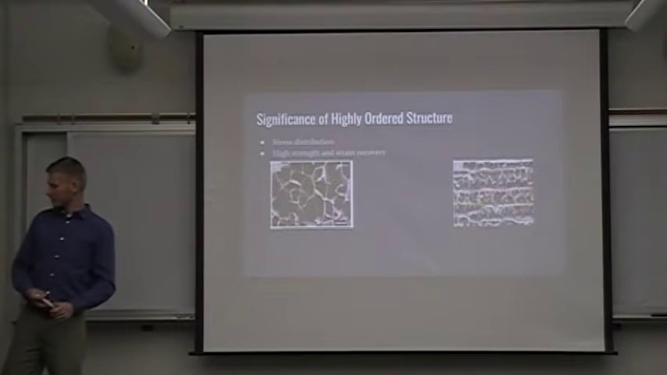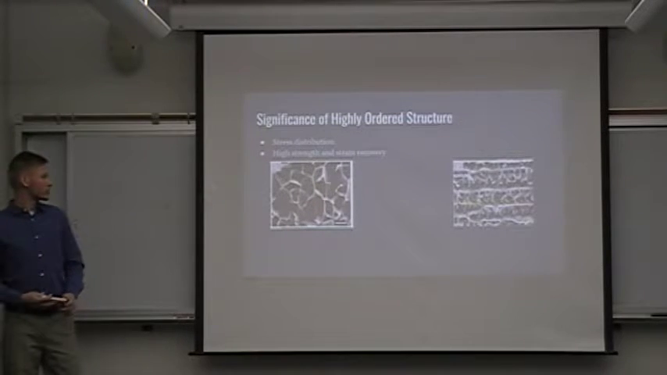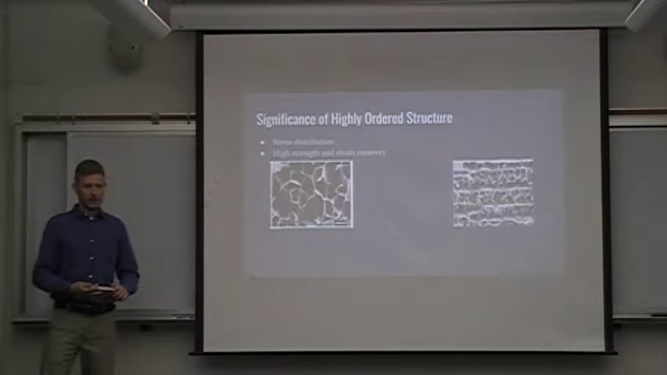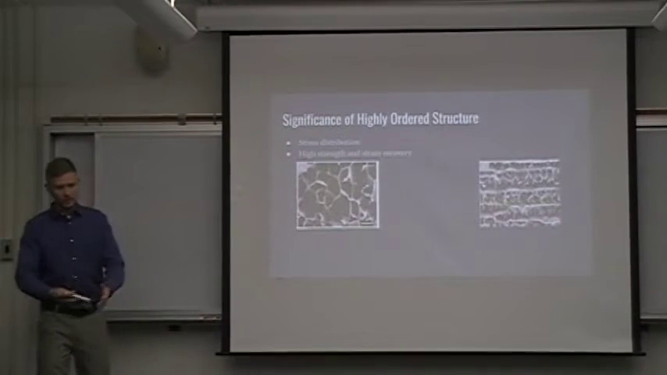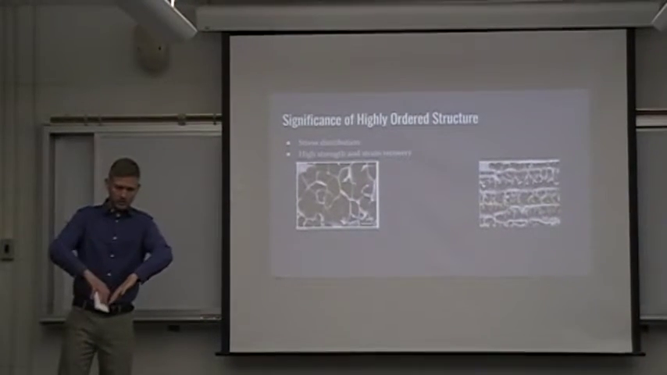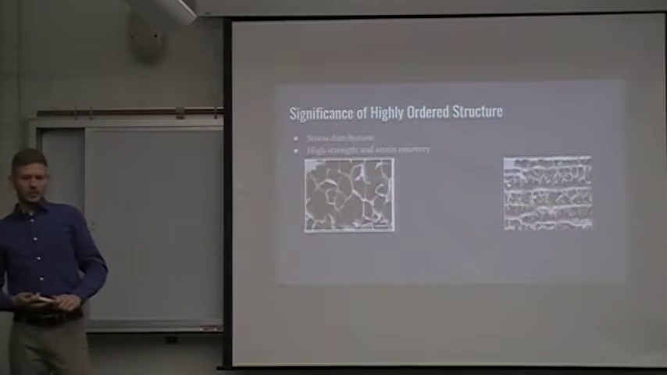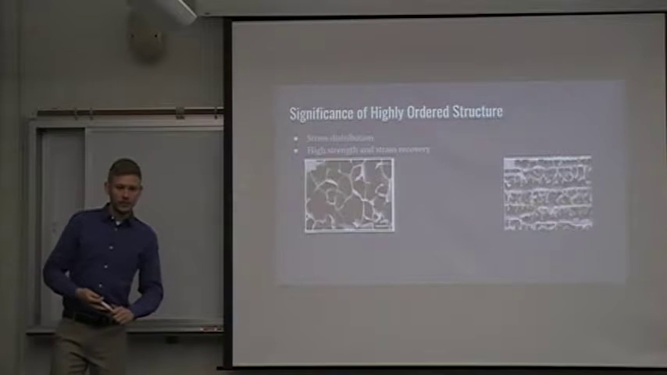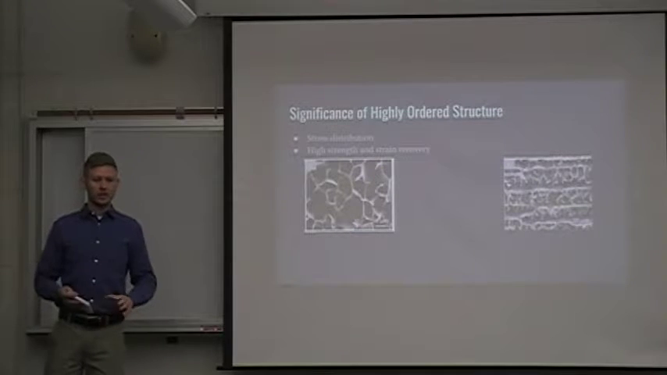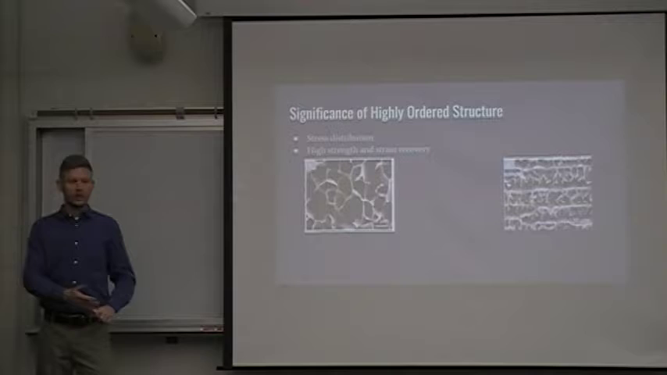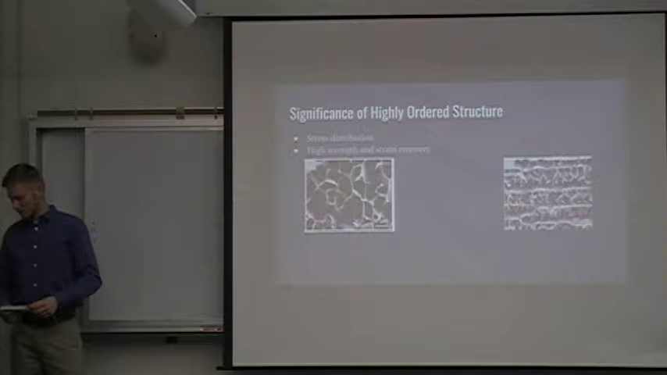So the significance of the highly ordered structure: stress distribution, and high strength and strain recovery. Think of the bridges as springs and the lamellae as a platform. You put something on it, and it's like a bed frame. It takes it up, then you take it off, and it springs back. And graphene aerogel, this one in particular, can withstand 6,000 times its own mass and recover after 100 cycles to 85% of its original size.